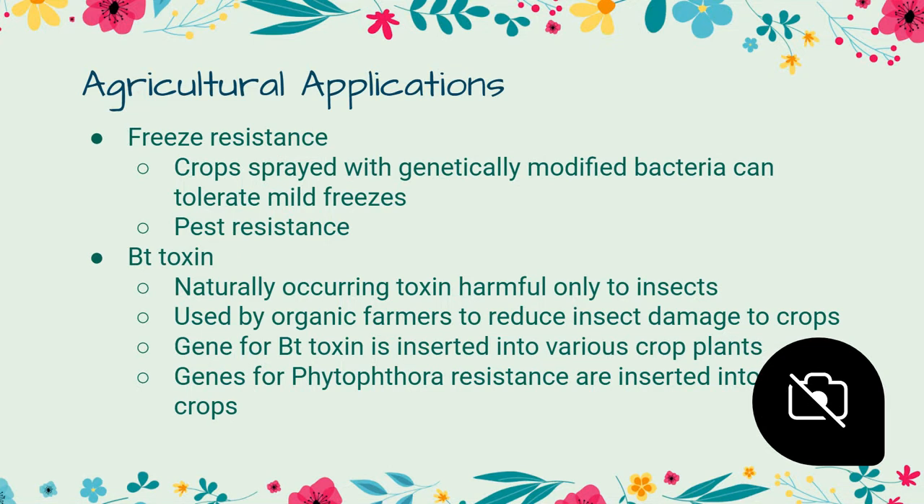We can also have freeze resistance. Crops can be sprayed with modified bacteria that can tolerate mild freezes, as well as things like pest resistance. So the Bt toxin, which is a naturally occurring toxin that is harmful for insects, can be used by organic farmers to reduce the insect damage to crops. We can insert the Bt toxin into various crop plants, and then when the bugs come and eat them, they die from that toxin.